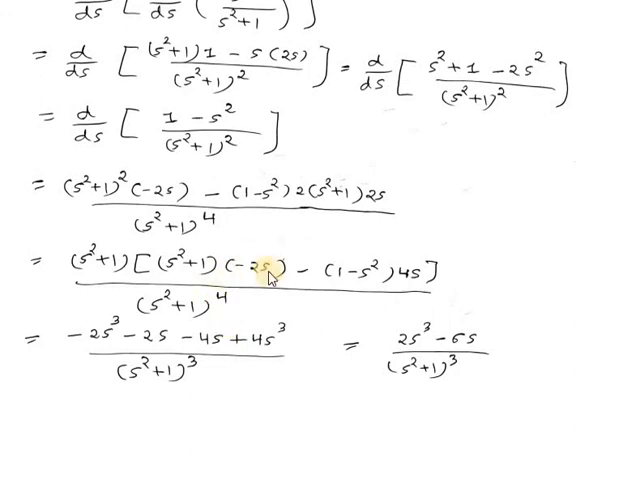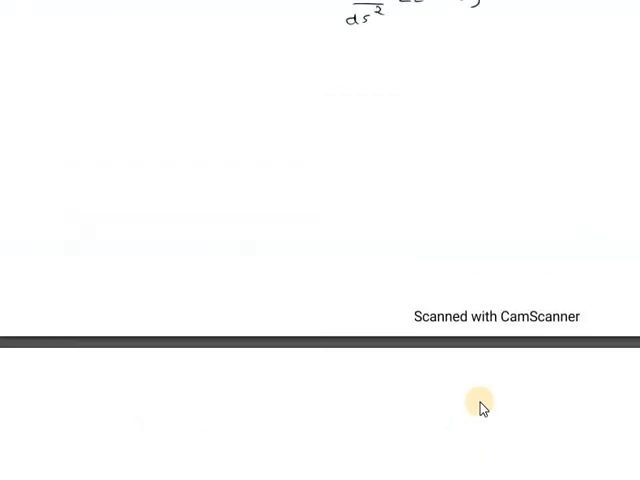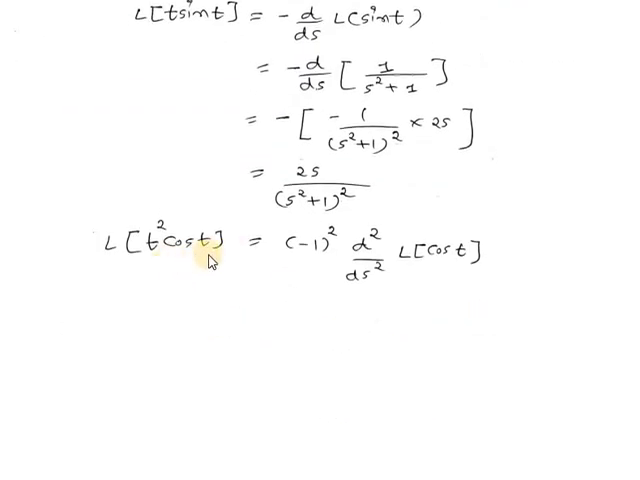So if we simplify further, then it will be minus 2s cube minus 2s minus 4s plus 4s cube divided by (s square plus 1) whole cube. So this will be (2s cube minus 6s) divided by (s square plus 1) whole cube, because 4s cube minus 2s cube will be 2s cube and minus 2s minus 4s will be minus 6s. So this is the answer of Laplace of t square cos t.